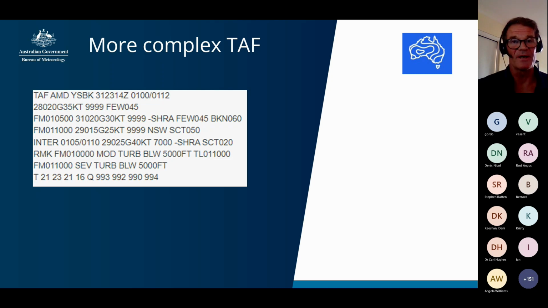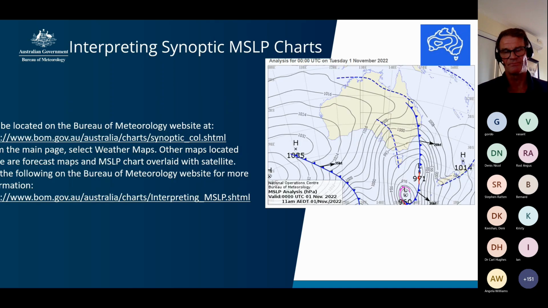And again, knowing I'm running a little bit out of time, I'll move on to interpreting mean sea level charts, or mean sea level pressure charts. Now you can find these charts on the Bureau of Meteorology website. I've got a URL there that you can have a look at, and you can go through the main page and find this information on the website. It gives you information at the surface. It doesn't give you information that might be happening at 5 or 6 or 7,000 feet, but it does give you a bit of an idea of the weather that you might expect.